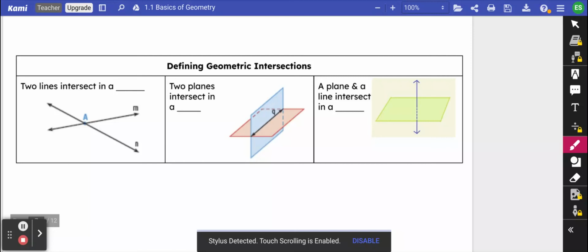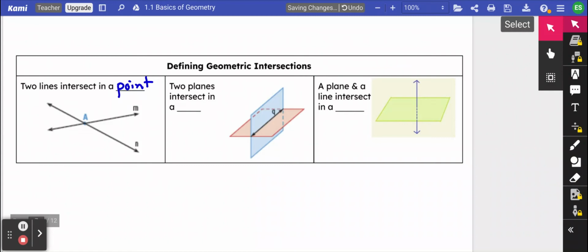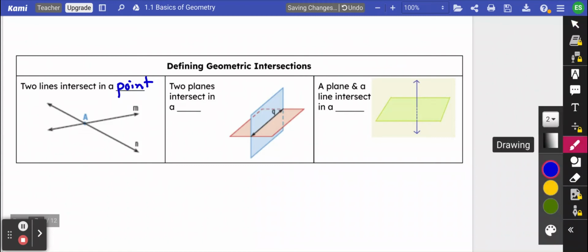In this video, we are going to talk about geometric intersections. So the first one here is two lines intersect in a point. And that point is right here. So two lines intersect in one point in space.